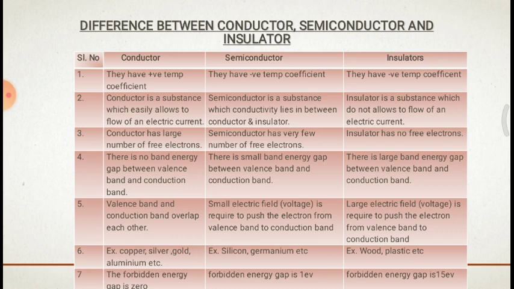In the case of conductor, copper, silver, gold are examples, and in the case of semiconductor, silicon and germanium, and insulators, wood, plastic. In case of conductor, forbidden energy gap is 0. For semiconductor it is 1 electron volt, and for insulator the forbidden energy gap is 15 electron volt.